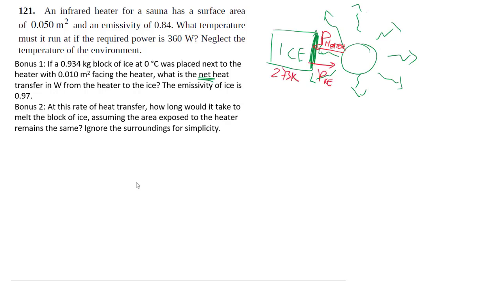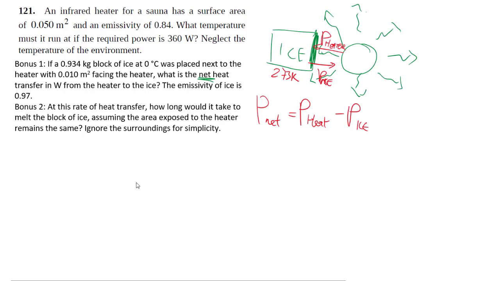So it's going to have a little bit of radiation that comes out of the ice, some of which the heater will absorb. So while the heater is giving the ice a whole bunch of heat, the ice gives the heater back a little bit of heat. So then the net heat transfer is going to be the difference between these two. You have to consider both things are interacting.